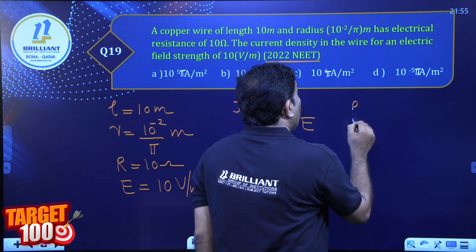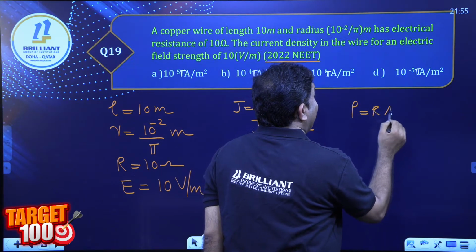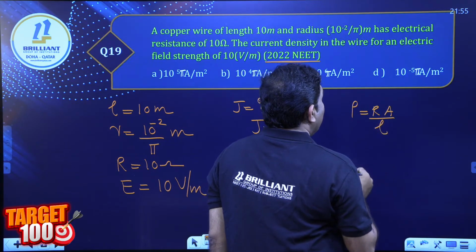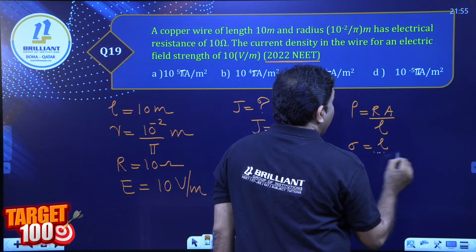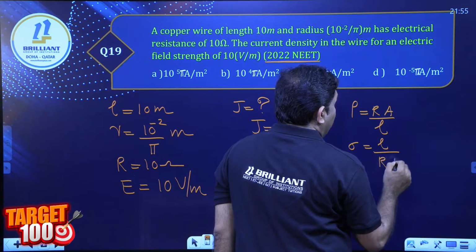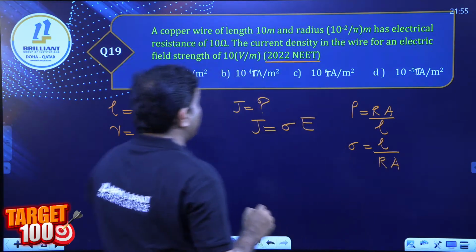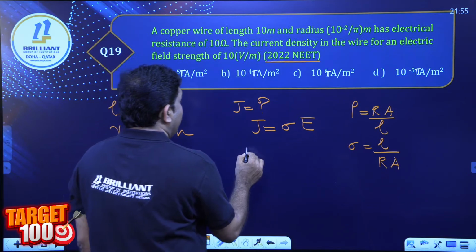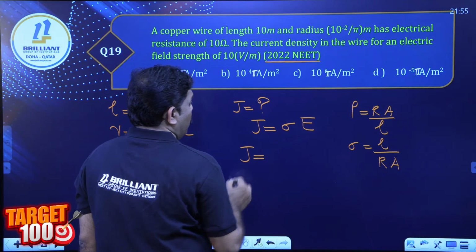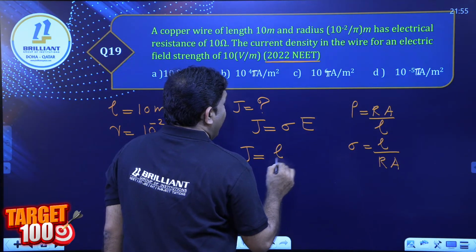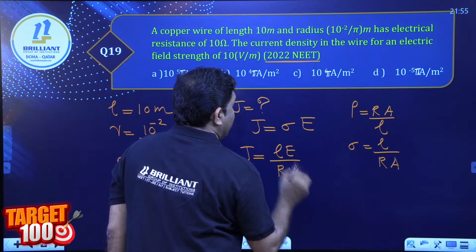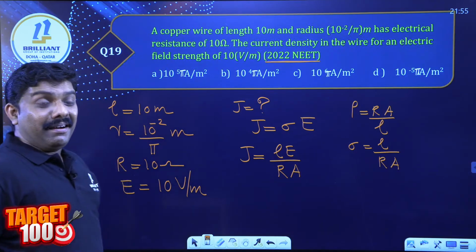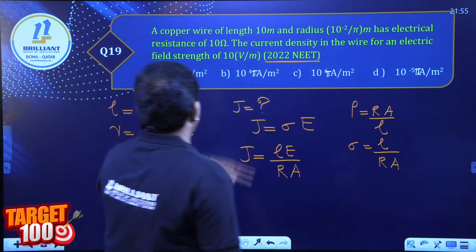We know rho equals RA by L, so sigma is equal to L by RA, the reciprocal of resistivity. So I can write J is equal to LE divided by RA. Substituting the values.